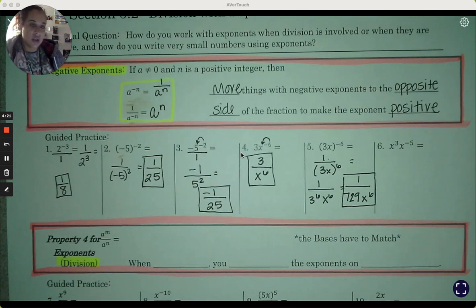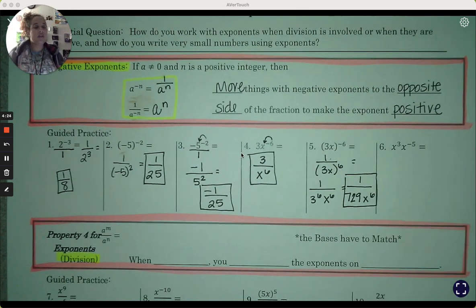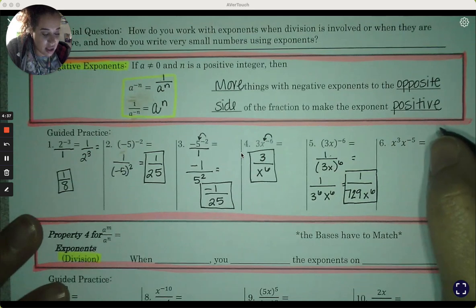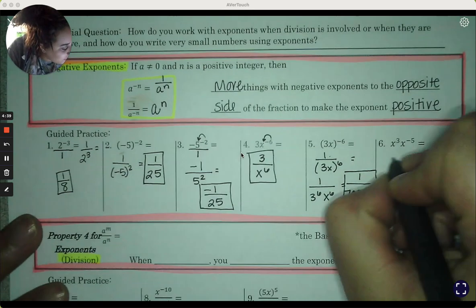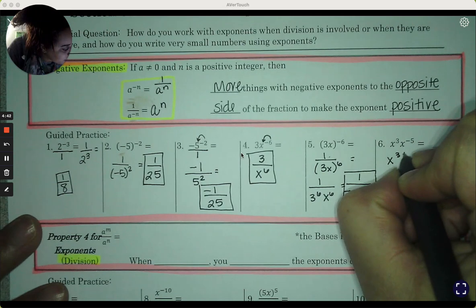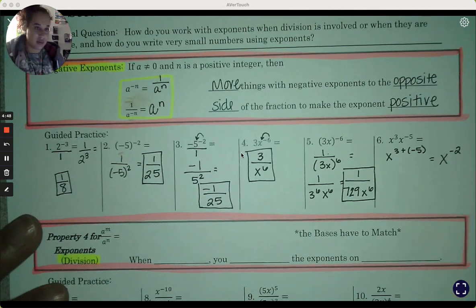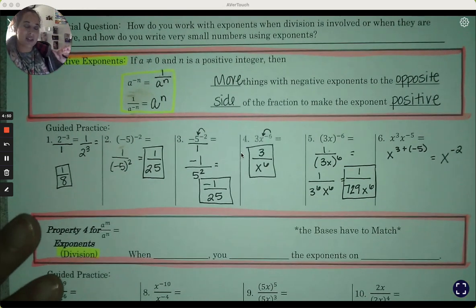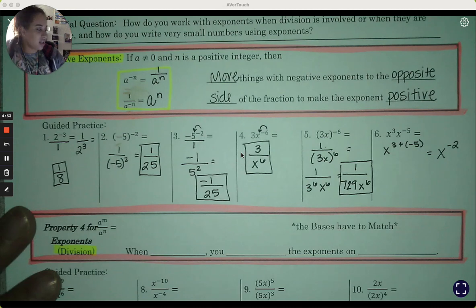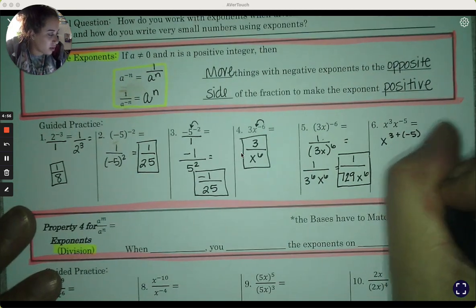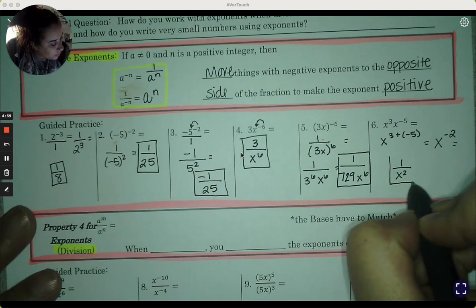Okay. Looking at number 6, we very much could take that x to the 5th and put it in the denominator, but right now they're being multiplied. And in our last set of notes, we talked about if they're being multiplied, all we have to do is add our exponents. So we have x to the 3 plus negative 5, which is the same thing as x to the negative 2. So because my exponent still ended up negative, I'm still going to move it to the denominator. 1 over x squared.